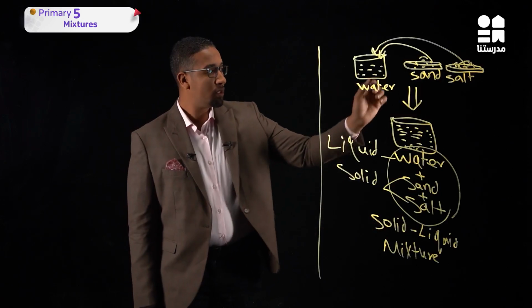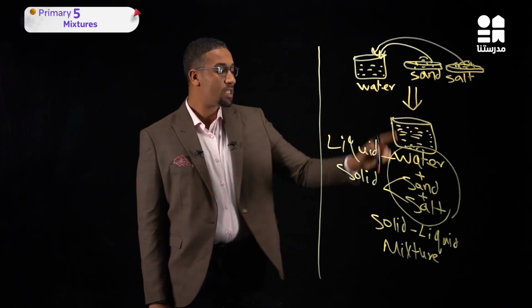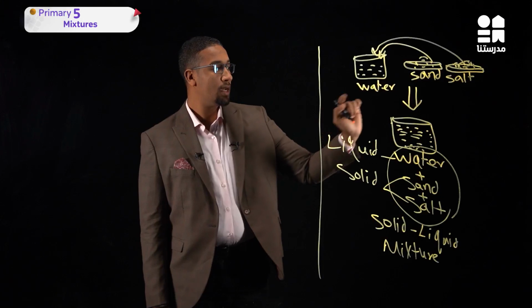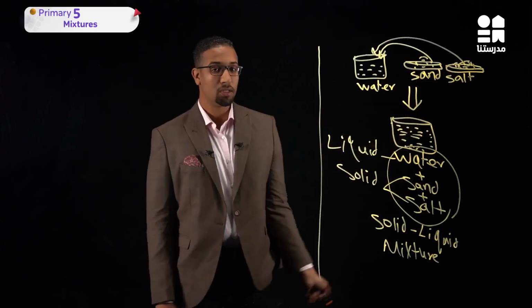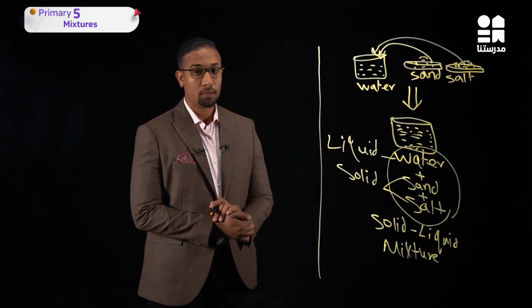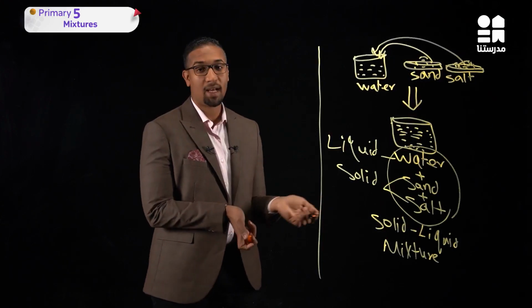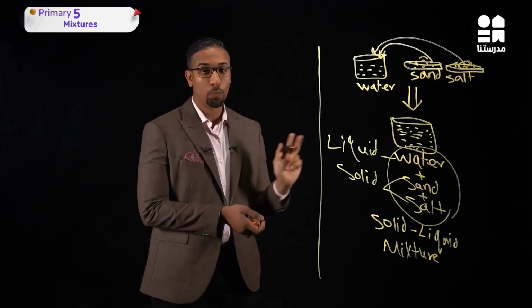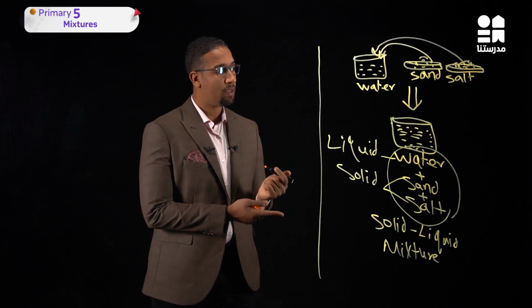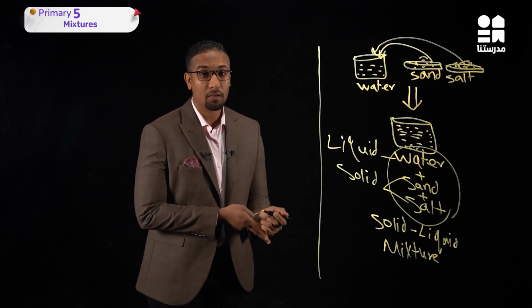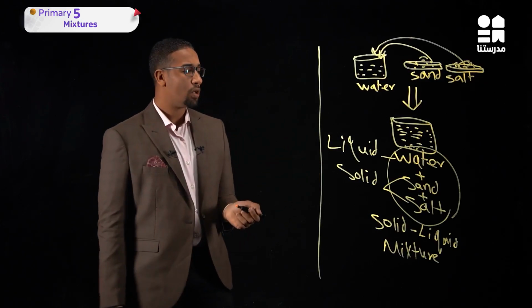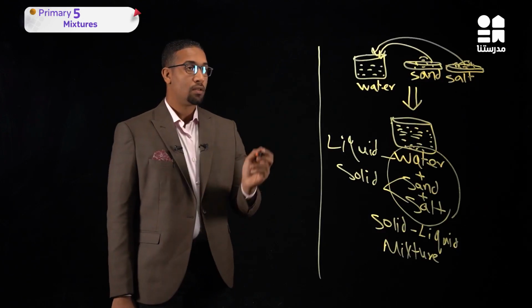We have water, sand, and salt. Can we separate them into pure water, sand, and pure salt? Again, can we do it? Of course we can do it. But how? We have two processes: evaporation and filtration. So let's start with filtration.